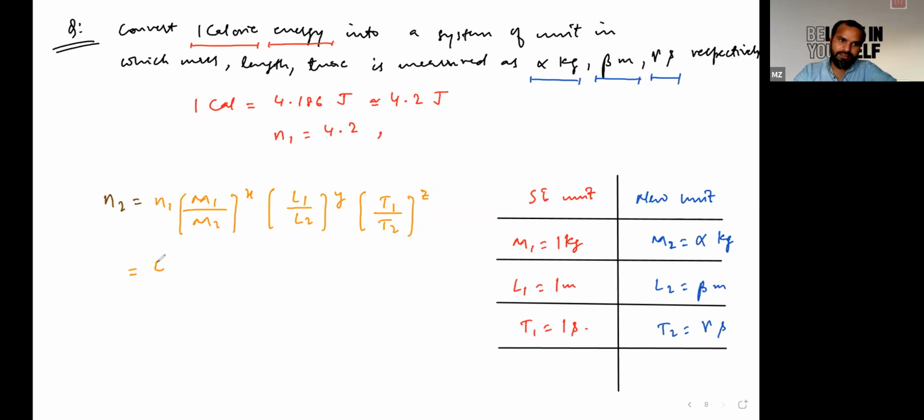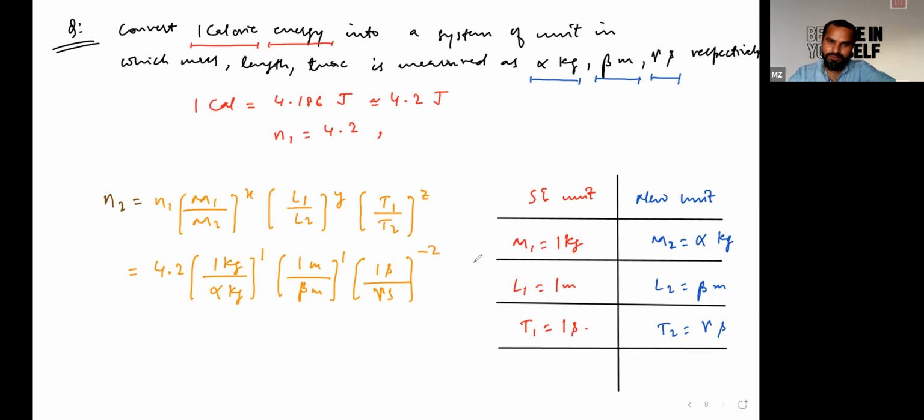Here we have N1, which is equal to 4.2, times M1, which is 1 kg, divided by M2, which is alpha kg, to the power X, which is 1. L1, which is 1 meter, divided by beta meter, to the power Y, which is 1. And time, 1 second divided by gamma second, whole to the power -2. So it would be 4.2, and here we have 1 over alpha.